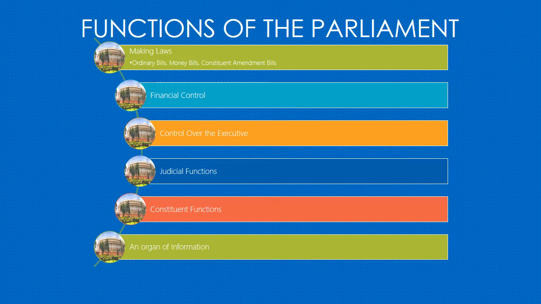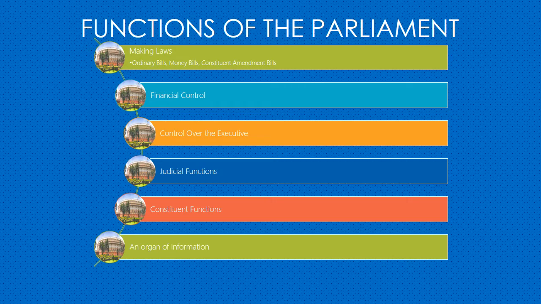Control over the executive. The Parliament keeps a check on the ministers and their work. Members of Parliament have the right to question the ministers about the policies of the government. The ministers are responsible and answerable to the Parliament, more specifically to the Lok Sabha.